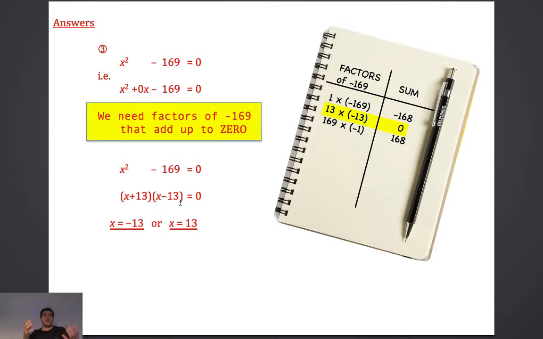And remember, I talked about that general form where you've got x squared minus a square number. So x squared minus 169, which is 13 squared, factorizes into x plus 13 times x minus 13. So to make either of those brackets 0, x has got to be minus 13 or 13.